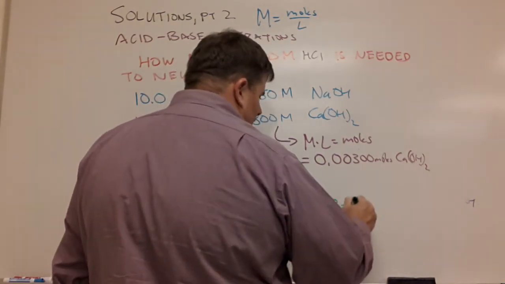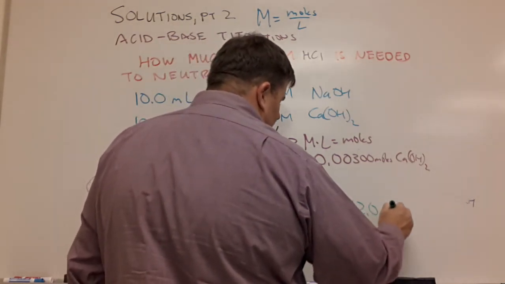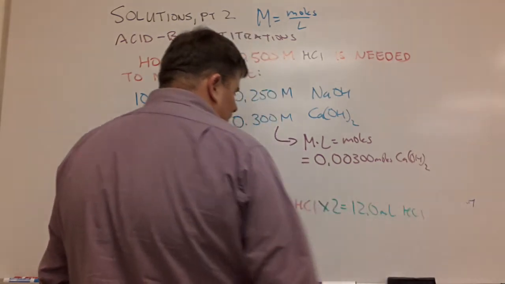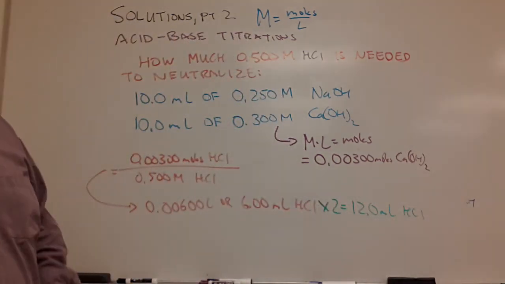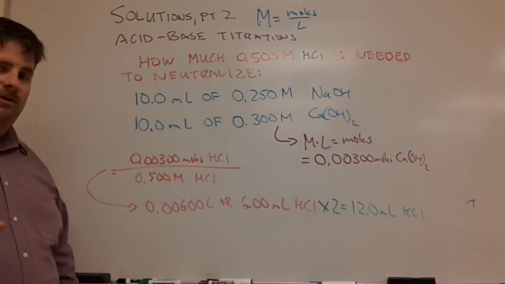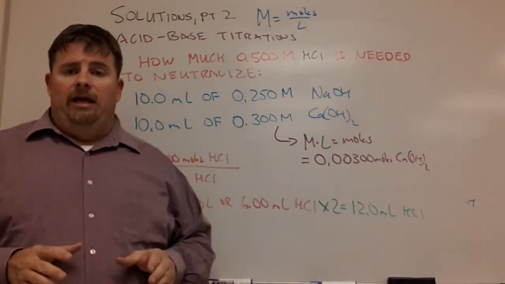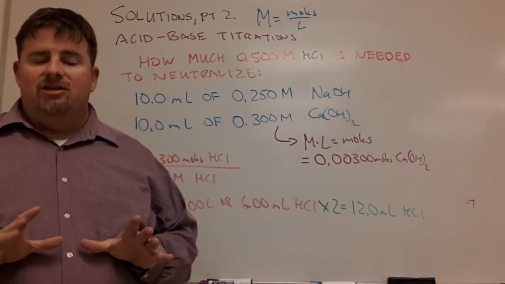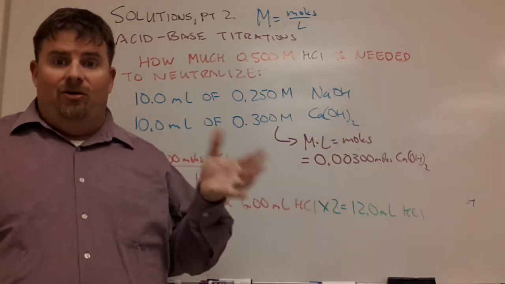Multiply that by 2, and we get 12.0 milliliters of HCl in this case. Okay, that's the true answer. All right, do you see how we solved that? Go ahead and work the problems that have been assigned in this chapter, and get yourself nice and used to doing this, because we do this all the time in chemistry.